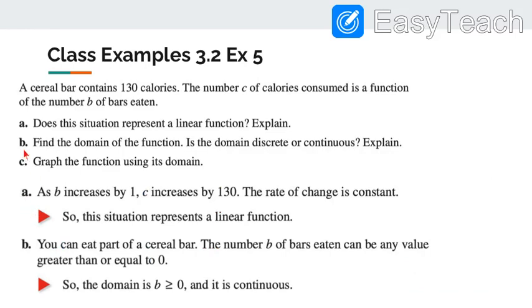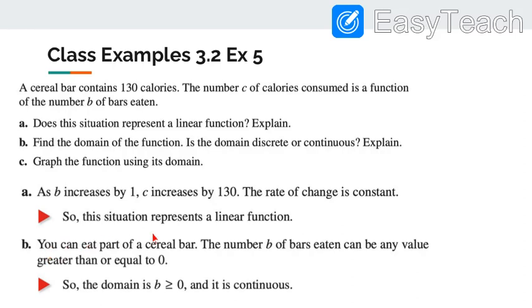Alright, so another example is, you're eating cereal bars, so maybe you're eating like those Fruity Pebble bars or those Captain Crunch bars you might see at Hy-Vee or at Cub. So the number of calories consumed is a function of the bars eaten. This should make sense then. For every bar you eat, you have so many calories. So this is actually a linear function because for every bar you eat, you're going to have more calories, and it's the same amount.